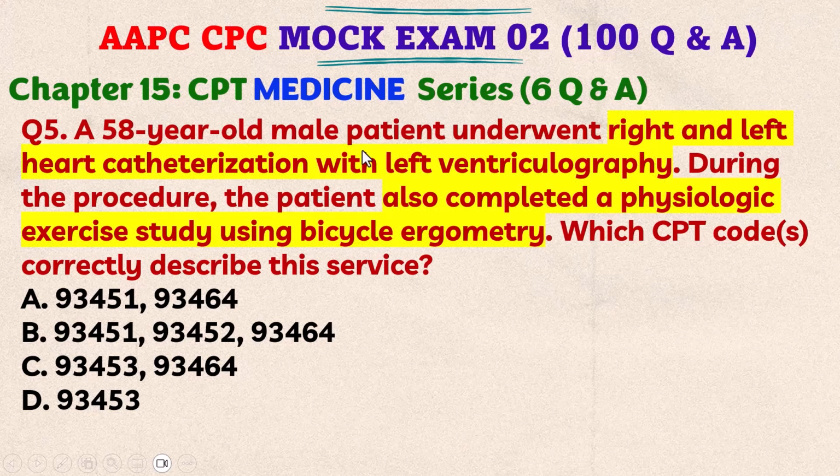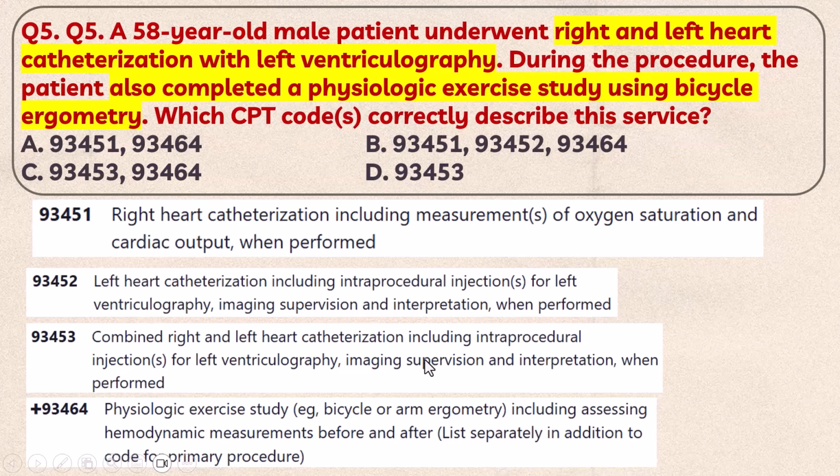So here you have to highlight the procedure is right and left heart catheterization with left ventriculography. Also another procedure, that is physiologic exercise study using bicycle ergometry. So once you look at the answers, there are adjacent codes used. So you can use the elimination method for the exam. So let's go to the codes directly.